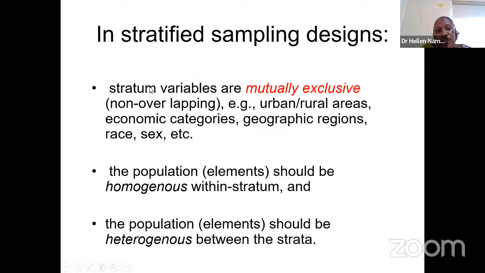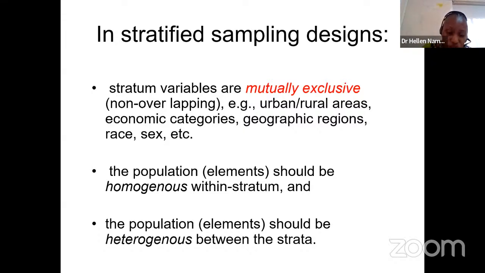Still more illustration on the stratified. I'm saying that the stratum variables are mutually exclusive. In other words, they are not overlapping, they are disjoint. There's nothing that is common between these two. They have no intersection. For example, we've talked about areas, urban and then rural. You can look at the economic categories or the geographical regions, the race, and then the sex. But at the end of the day, the point of mutual exclusivity you have to keep at the back of your mind. It's important. And then after, you're going to select elements from these different strata.